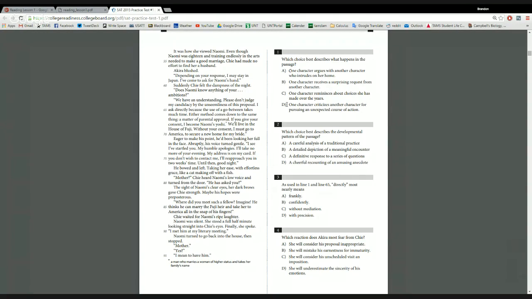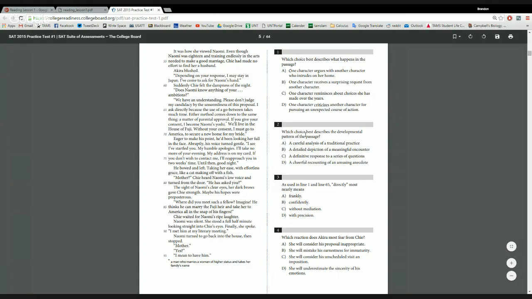And D. One character criticizes another character for pursuing an unexpected course of action. This does not happen, or criticize is also quite a negative word, so we can cross that out. And between B and C, B would be the best answer, just because it's more broad and covers more of what the passage really is about. So the answer is B.